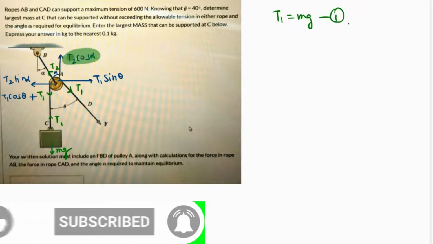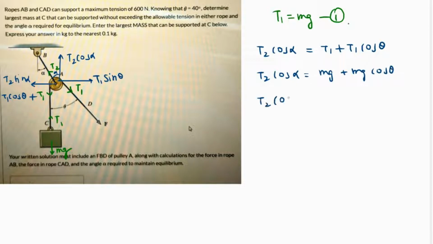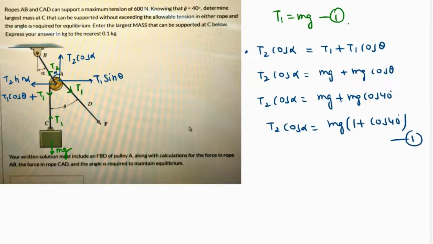So all we have to do now is equate the vertical forces as well as the horizontal forces. The vertical forces are these two, so if we equate them, we have T2 cos alpha equal to T1 plus T1 cos of theta. We know the value of T1 already: T1 should be equal to mg. Replacing T1 by mg, we get mg plus mg cos of theta, and theta is 40 degrees, so mg plus mg cos of 40 degrees. So T2 cos alpha is mg times 1 plus cos of 40 degrees. Let's call it equation number one.